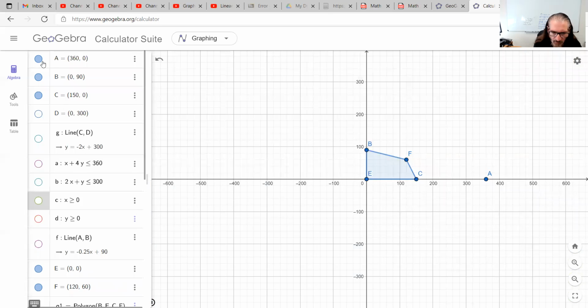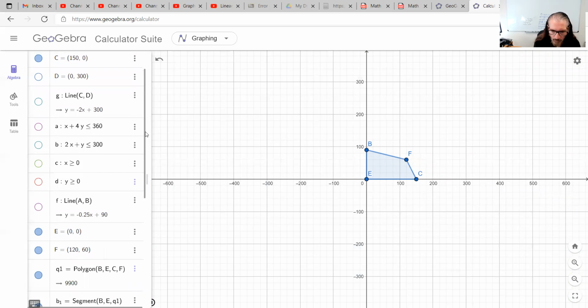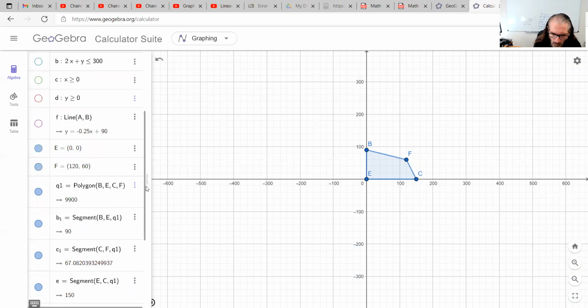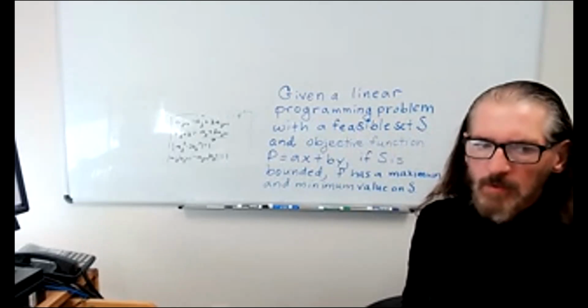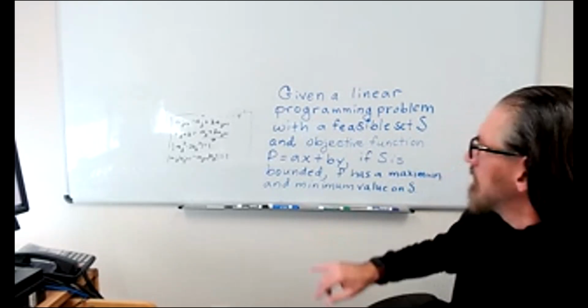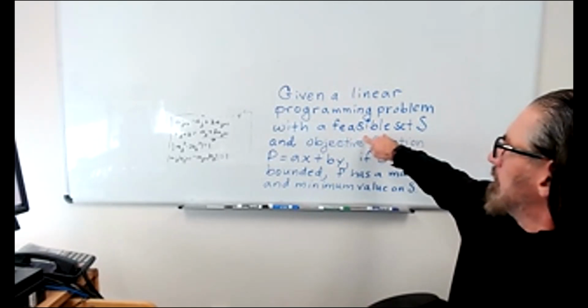Although that helped us to graph a line, it is not on the polygon that's obtained by finding the region of common shading. So let me hide this for a moment, show you something on the board. That region of common shading is our feasible set S, and it is bounded.